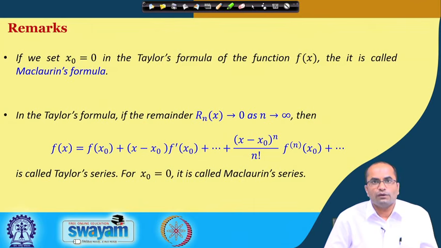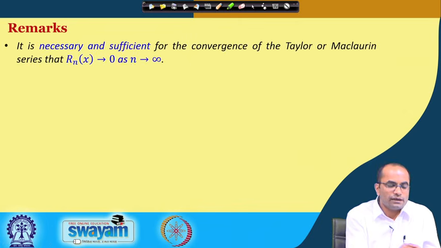And in the Taylor's formula, if this remainder goes to 0 as n goes to infinity, this is an important remark here. Then we can write down that Taylor's formula in the form of a series. So, f(x_0) and so on, you can continue for infinitely many terms, and this is called the Taylor series. And if we set x_0 equal to 0, then this is called the Maclaurin series.